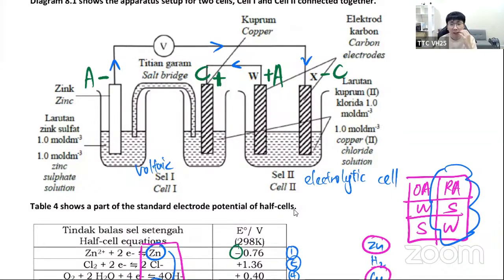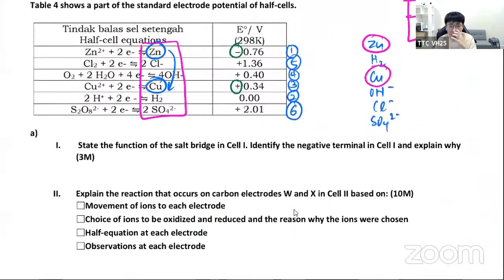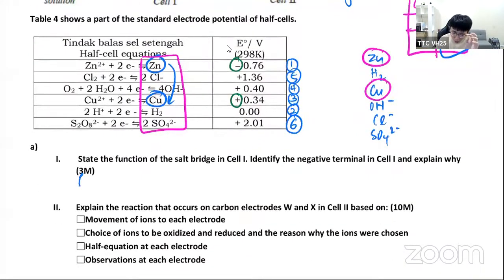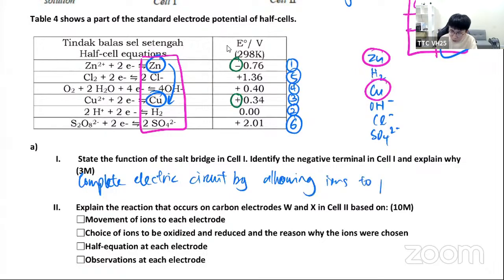So from here, state the function of salt bridge in cell 1 and then identify the negative terminal. I think we know the function of the salt bridge. The salt bridge here is to complete the circuit. This one is very simple: to complete the electric circuit by allowing ions to pass through.